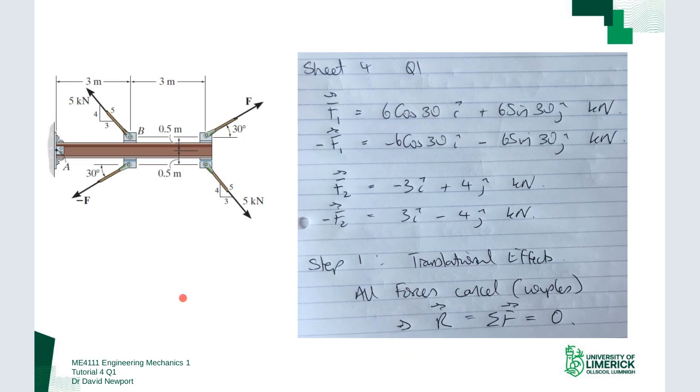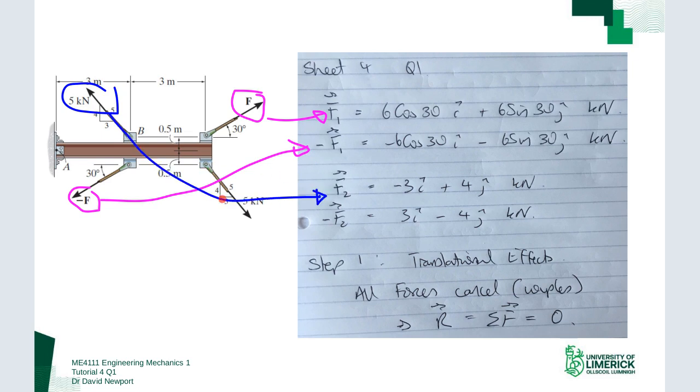Okay, so we look at the solution that we have, and the first thing I've done is I've broken each one of the forces into their components. So I've labeled F here, just mark it for you. So this force F and minus F I've done here. And then if we go to the 5 kilonewton force, we call that F2, and this one here is minus F2. So I've broken each of those forces into their components.